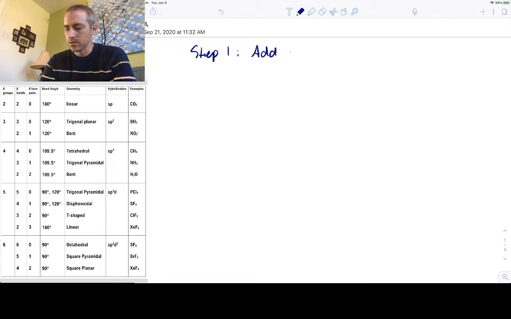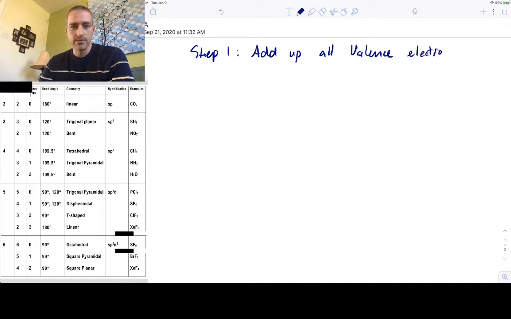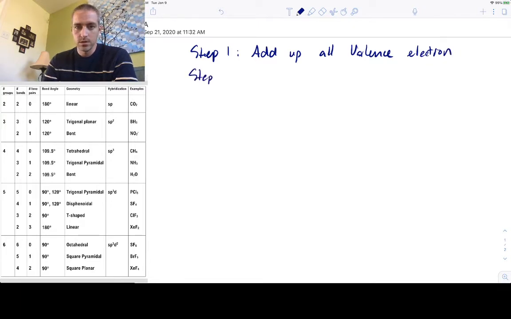The valence electrons you can get based on the position of the atom in the periodic table, and you have to add +1 electron for every negative charge and subtract 1 electron for every positive charge. Then we go to step 2.